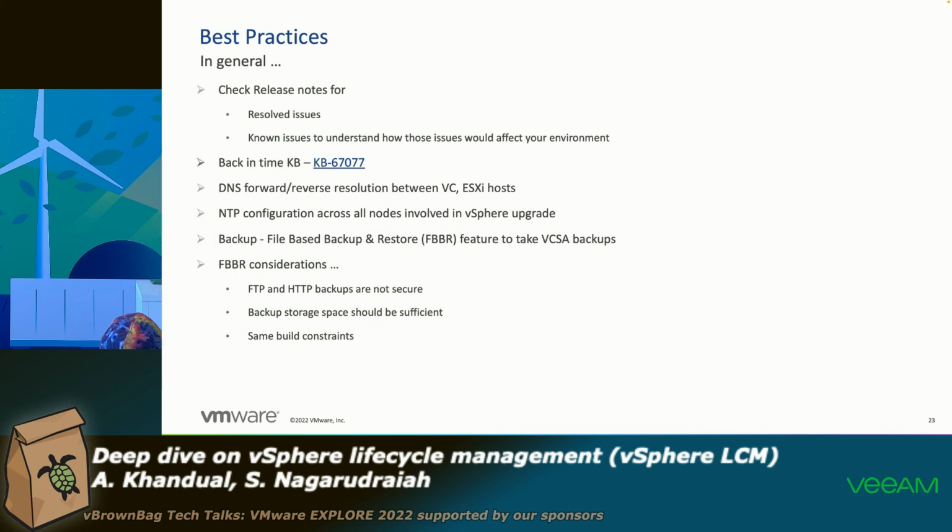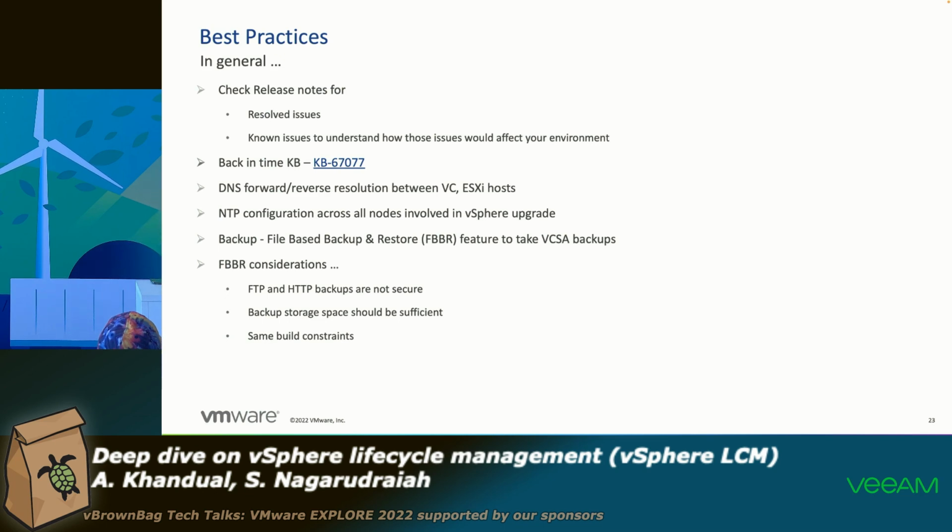Yeah, this is some basic general practice. You can just go through it. For the release notes, you should look out for the resolved issues section and the known issues section. These two sections are very important in release notes. And then you have the back-in-time KB, which says you cannot upgrade. For example, you are on 6.x and your vSphere release date is August, and you are trying to go to 7.0, which was released in April. That creates a back in time, so you cannot upgrade that way.